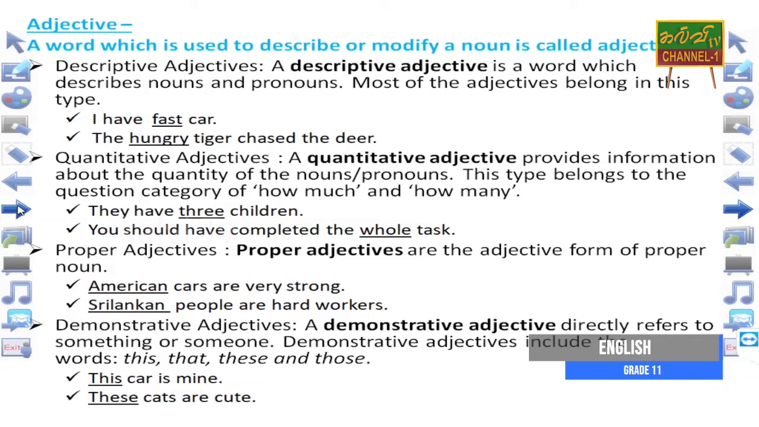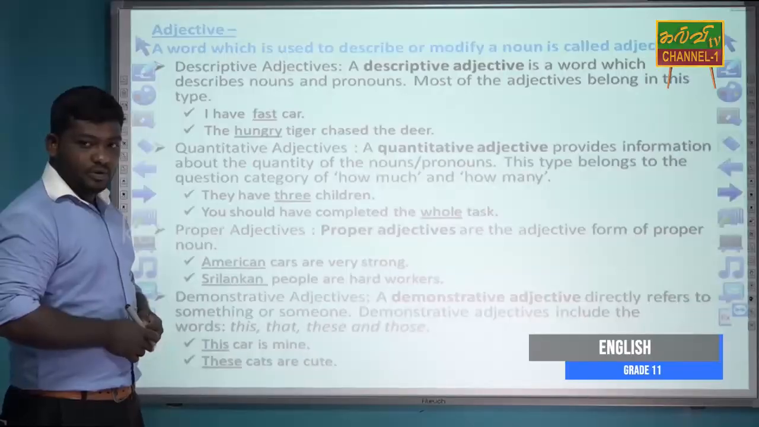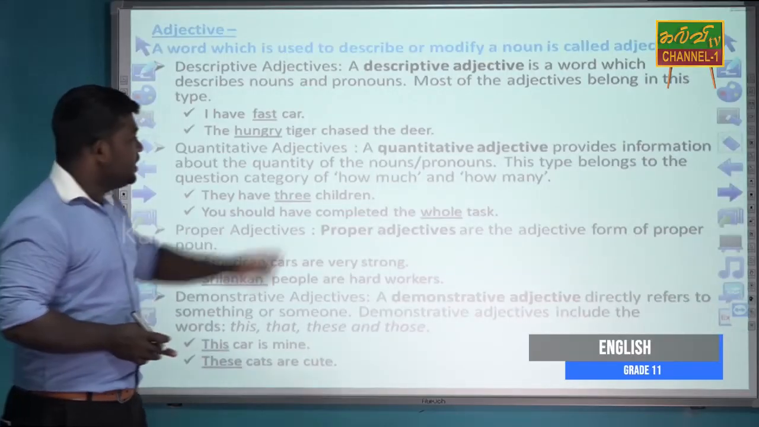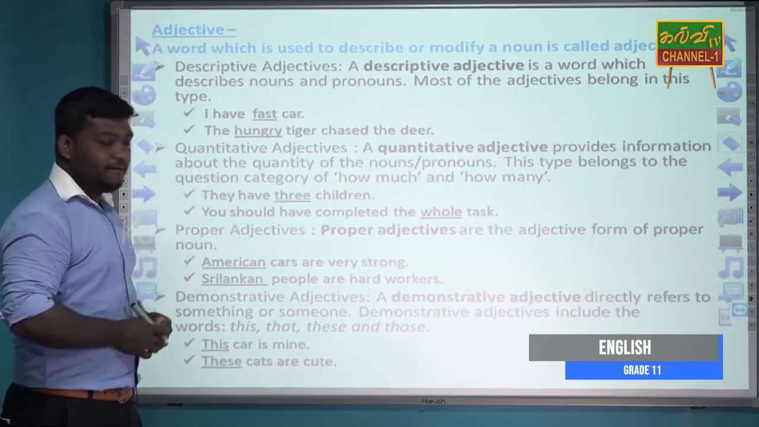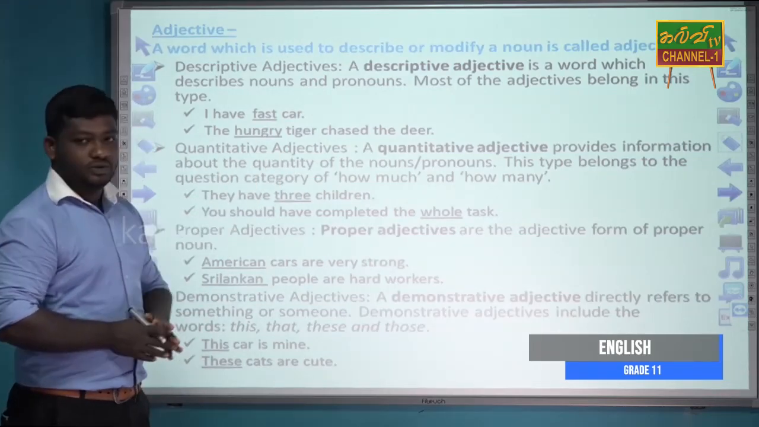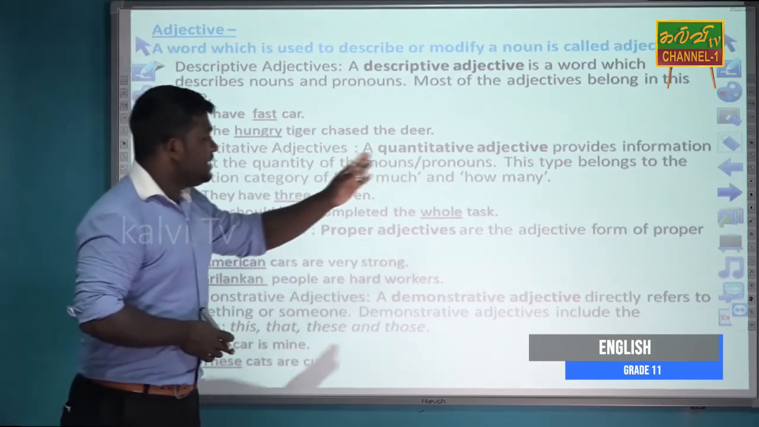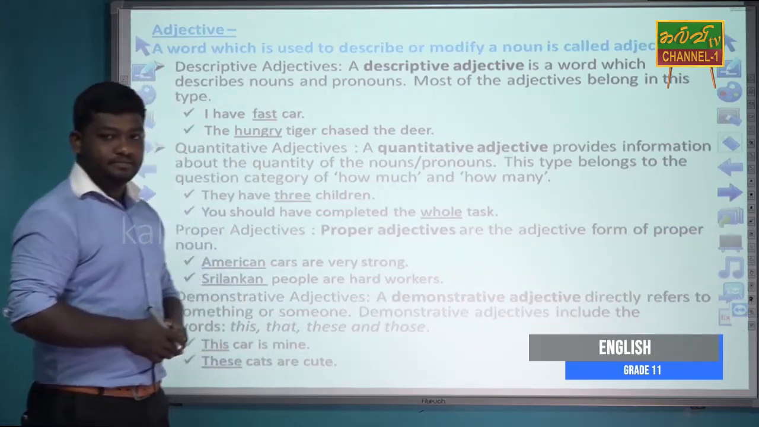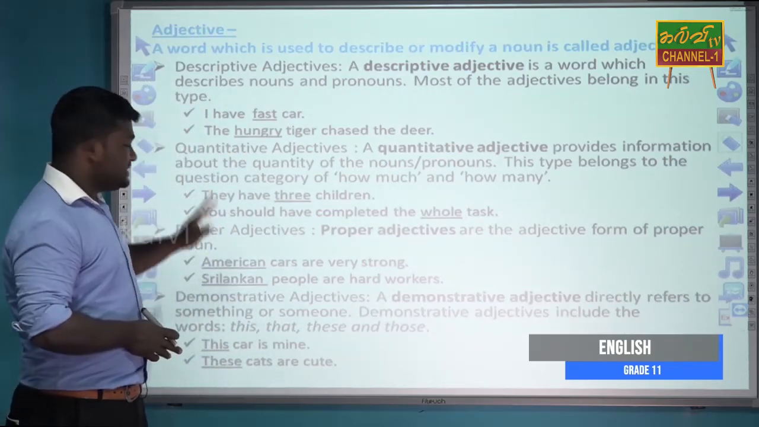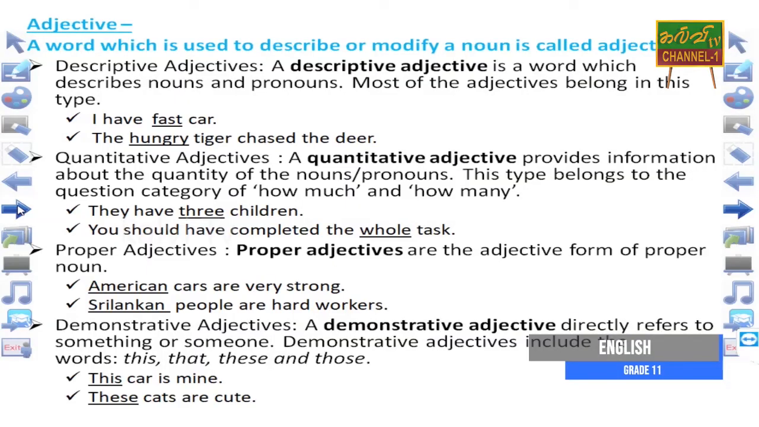And the next one is quantitative adjectives. What is a quantitative adjective? A quantitative adjective provides information about the quantity of the nouns or pronouns. This type belongs to the question category of how much and how many. Look at the example. They have 3 children. How many children they have? 3 children. So children is the noun and 3 is describing the children, so it is an adjective.